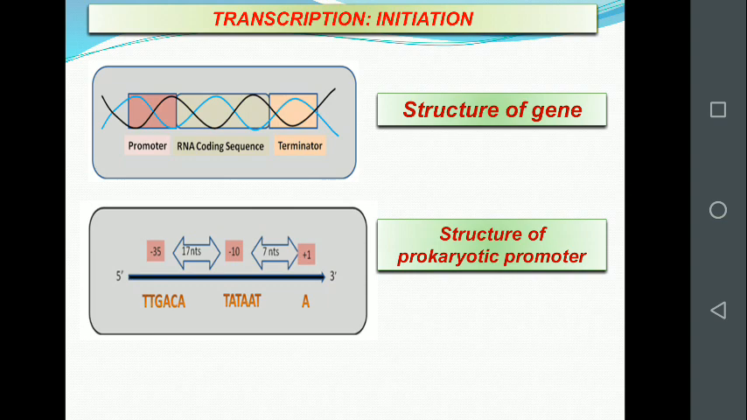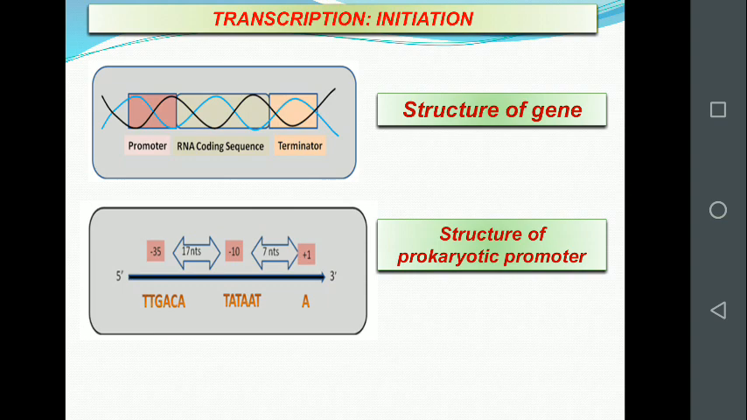So therefore this sequence is conserved throughout the evolutionary process. Almost negligible changes we can see when we analyze different promoters from different organisms or different genes. These sequences are almost similar for every gene in every organism. So that is why it is called a conserved or consensus sequence.